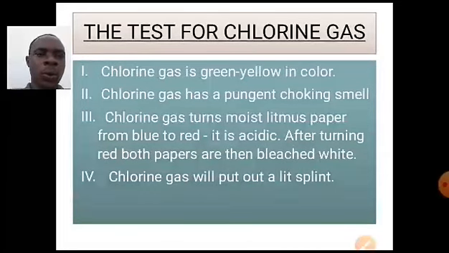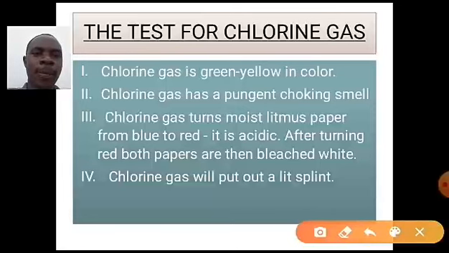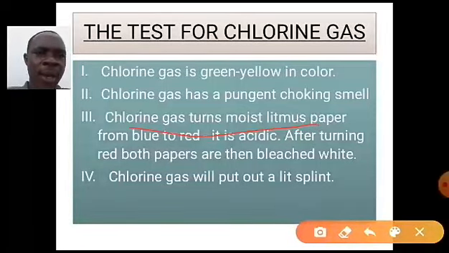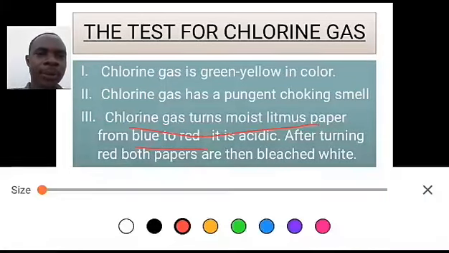We are supposed to understand here that chlorine gas turns moist litmus paper from blue to red because it is acidic in nature, but it does not end there. Then it turns this red to become what? To become white. So chlorine gas acts as a bleaching agent. We are going to see what a bleaching agent means.